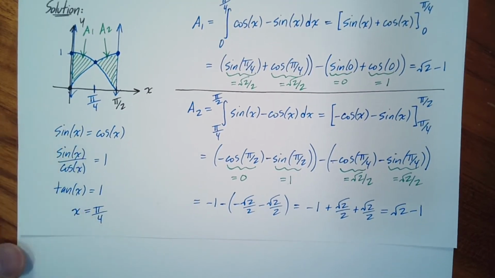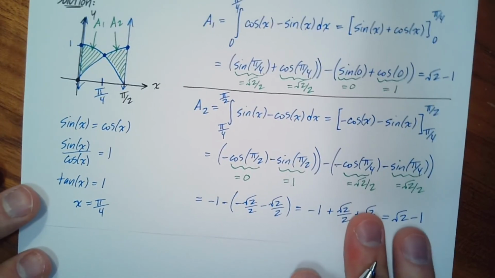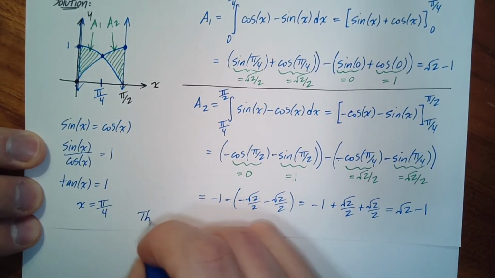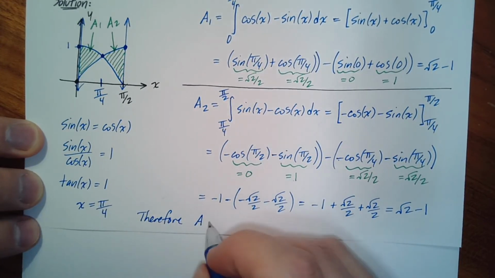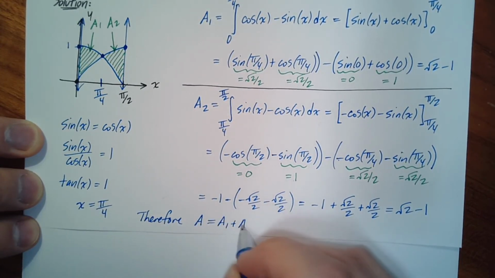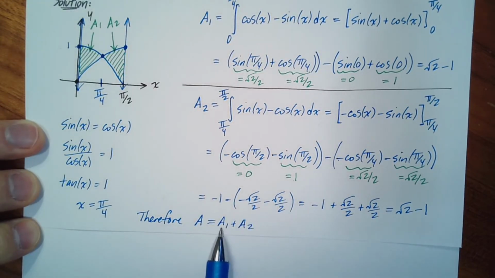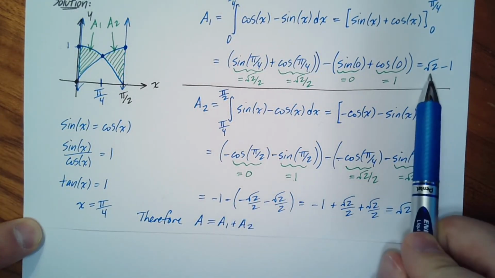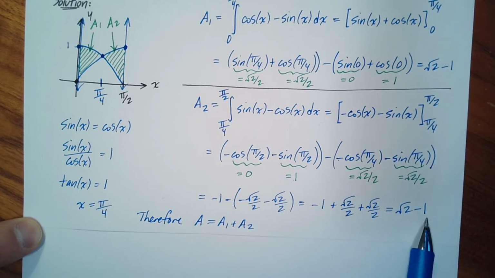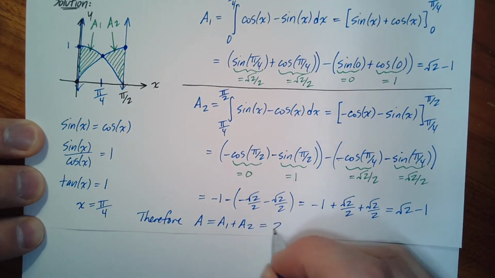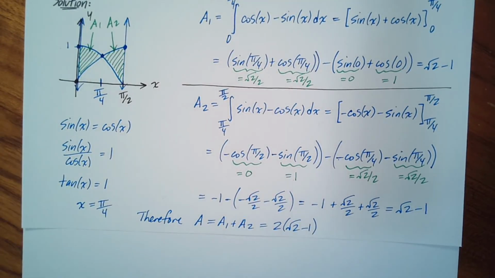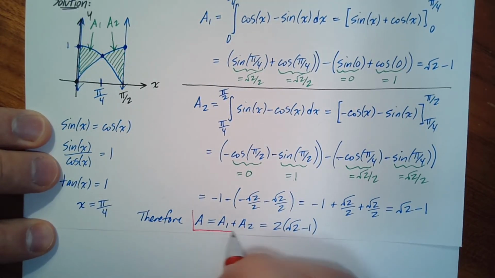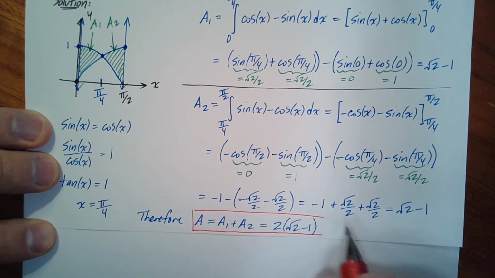So now we can add those two results together and finish the problem. So therefore, let's say this area, but just write A for area, is equal to A1 plus A2. And if I add those together, I've got A1 was root 2 minus 1 and A2 was root 2 minus 1. Then it really is just doubling root 2 minus 1. So we're going to get 2 times root 2 minus 1, and that is our final area calculation. Okay, and that is how we can finish that problem.